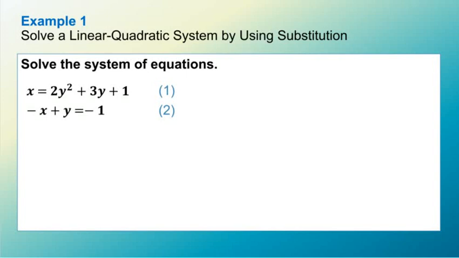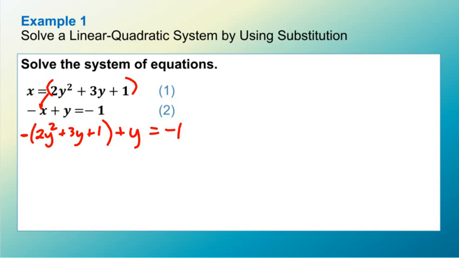We have our first two equations, x equaling 2y squared plus 3y plus 1, and negative x plus y equals negative 1. This first method is to use substitution. Now I already have x solved for here, so one way of doing this is substituting this in for that x. So I would have negative (2y squared plus 3y plus 1), and then I have to add y. It's going to equal negative 1.